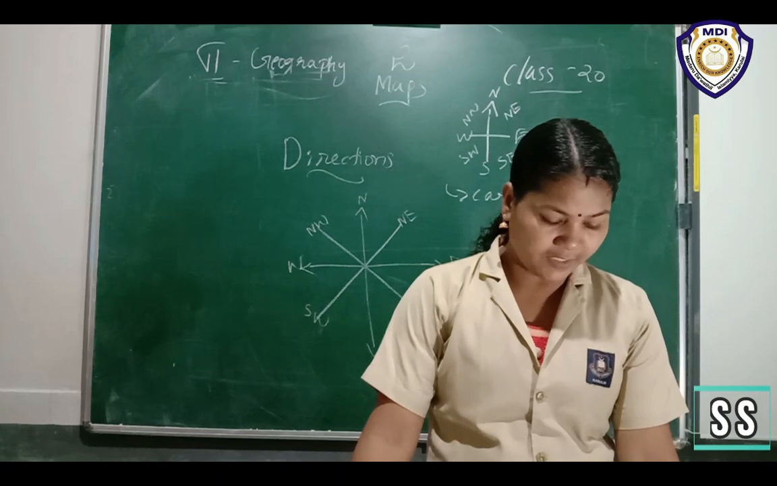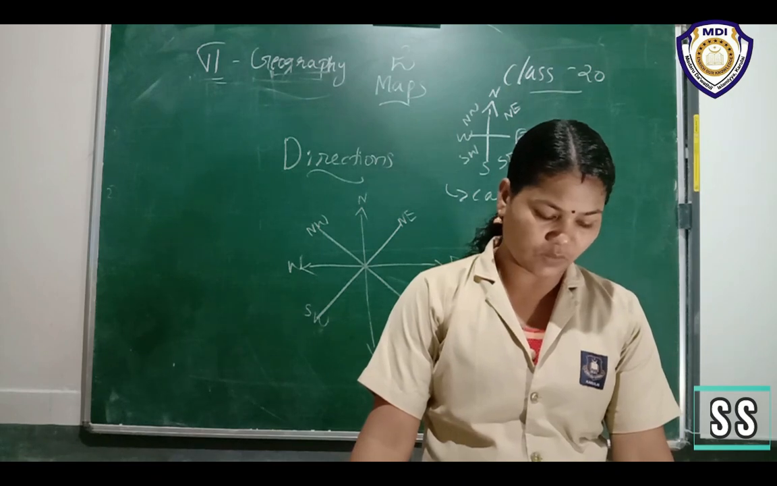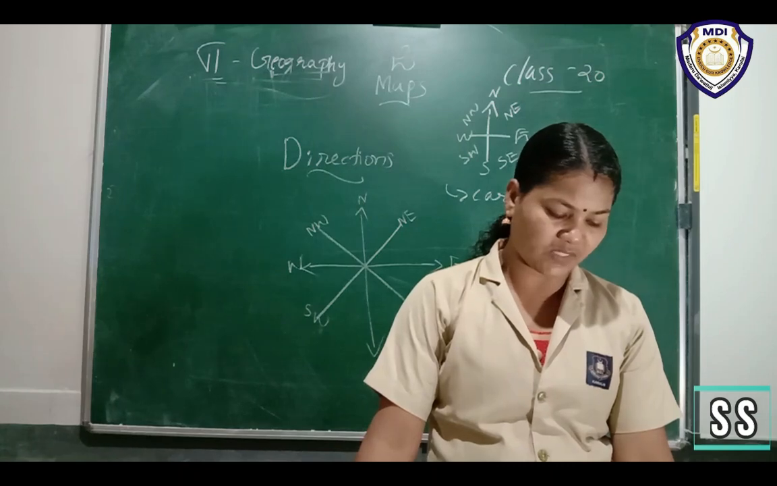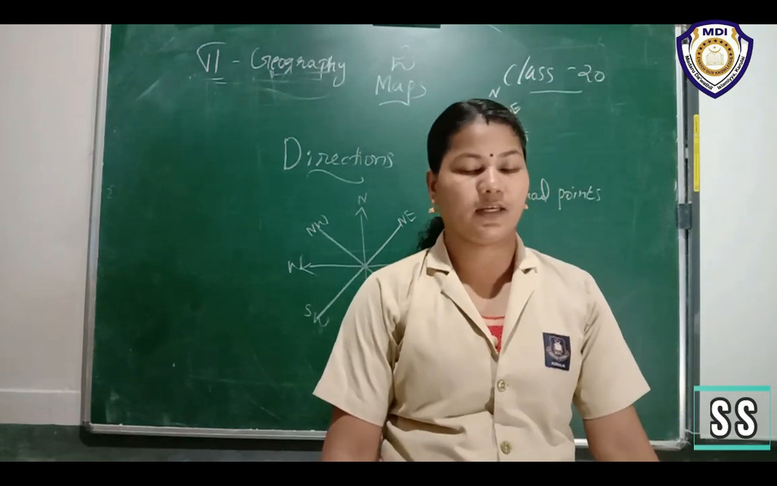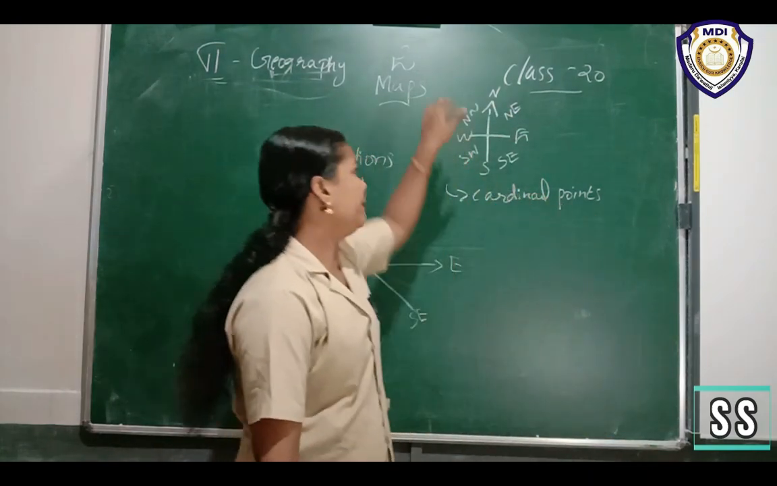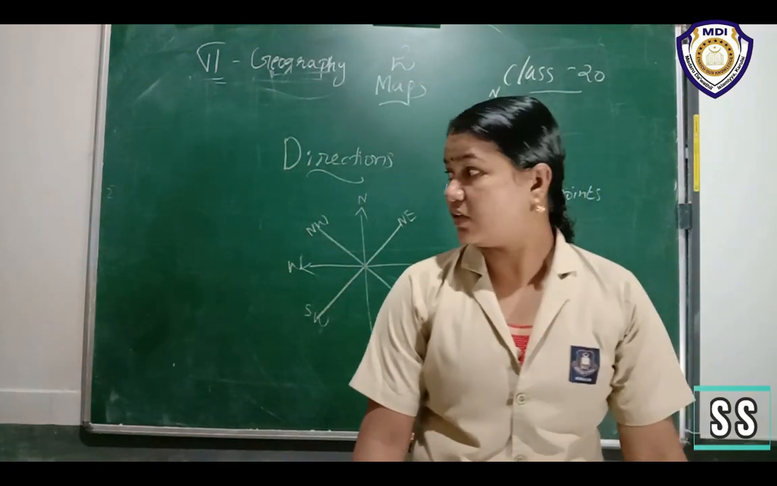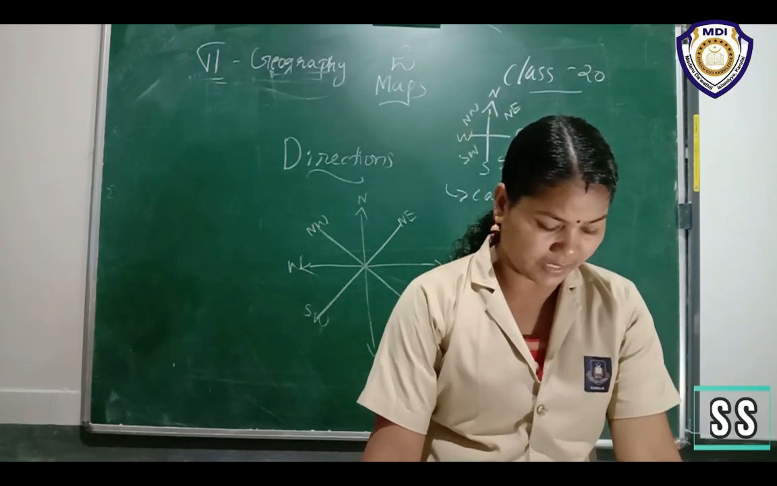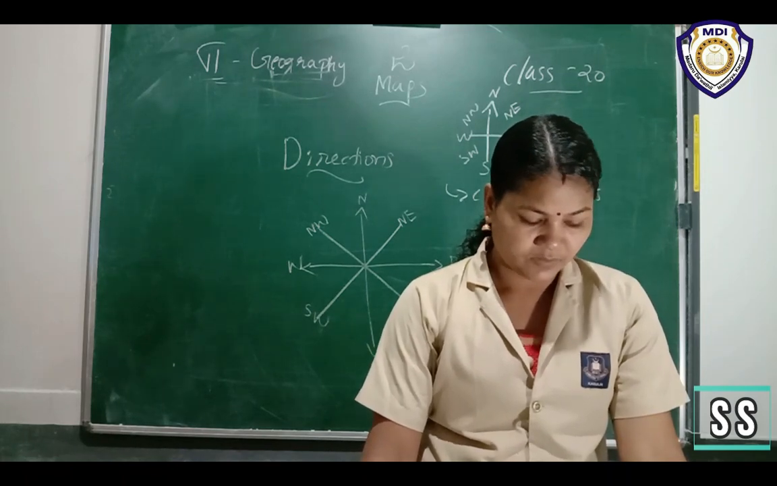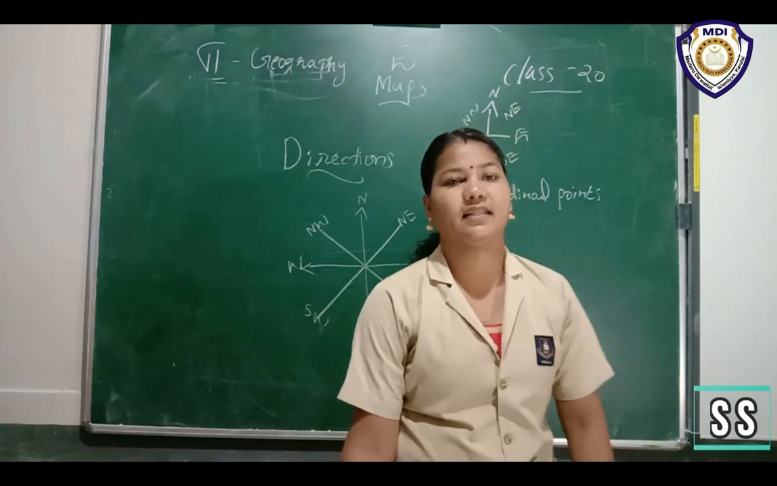Then some maps may not show the north line. In such a map, the upper part is always taken as the north. The lower part is thus the south. And the left and right sides represent the directions west and east. The upper part is always north, lower part always south, left side is the west, right side is the east. Is it clear what are the directions?